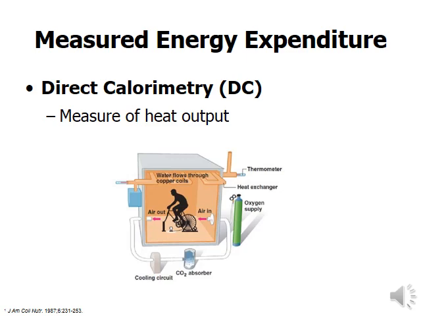More complex chambers may also measure temperature, pressure, humidity, motion, and the composition of air entering and exiting the chamber. That is then analyzed to determine carbon dioxide and methane production, as well as oxygen consumption.